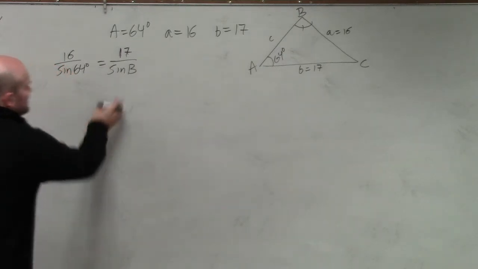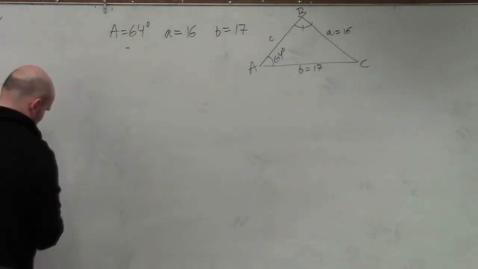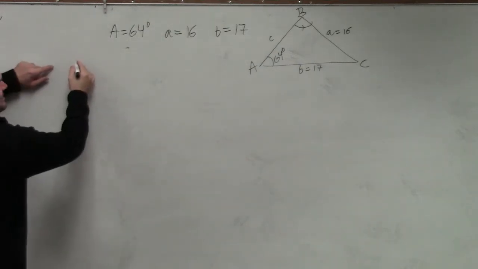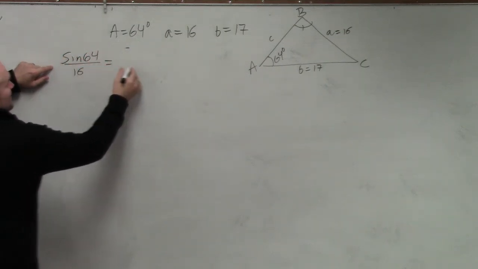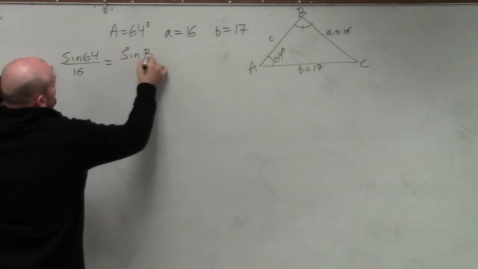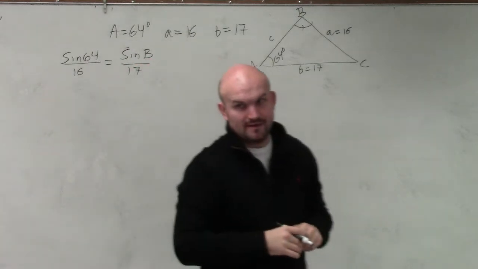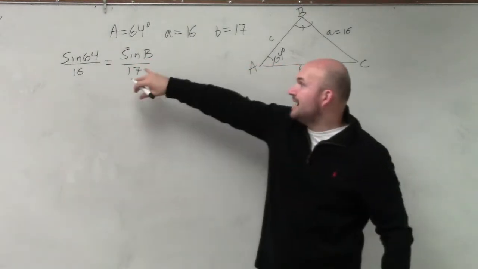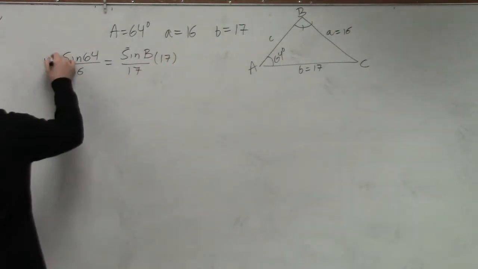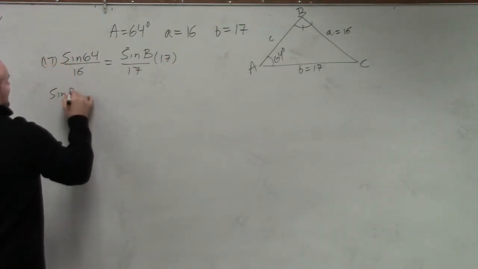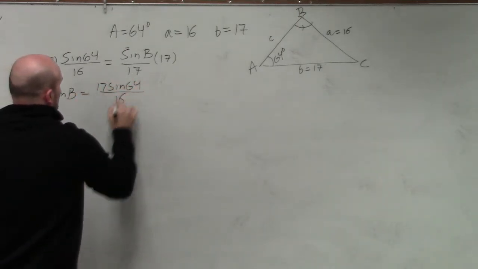I don't want to write it like that, because writing it this way, I have to solve for B in the denominator. I really don't want to do that. I would much rather rewrite it, flip it. So I'm going to rewrite this as sine of 64 over 16 equals sine of B over 17. Did you guys follow me on that? It's much easier to solve for it this way, because now to solve for B, I just need to multiply by 17 on both sides. And I have sine of B is equal to 17 times the sine of 64 over 16.